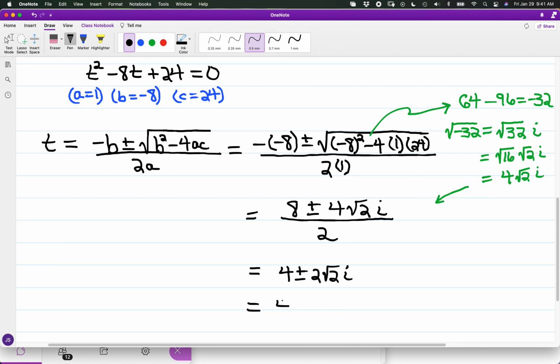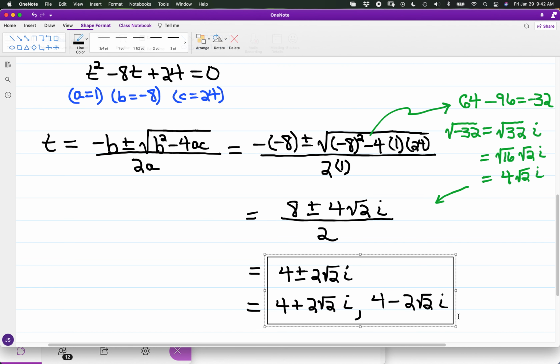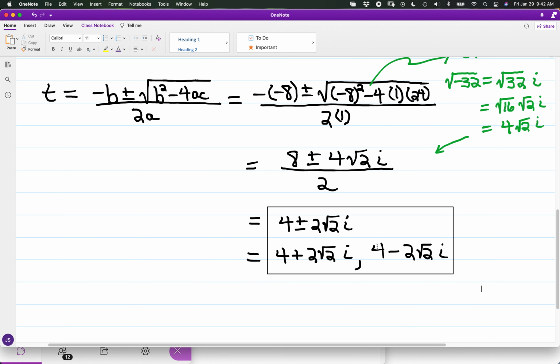And again, we can separate the terms. We'll have 4 plus 2 times the square root of 2 times i, and you can also have 4 minus 2 times the square root of 2 times i. And just like in written work, you could have the i in front of the radical, like 2i square root of 2.